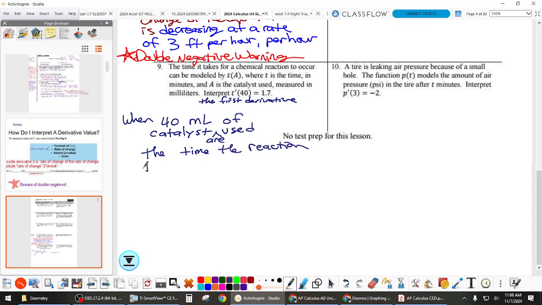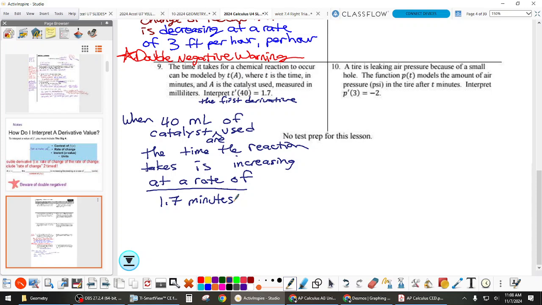The time the reaction takes is changing. It is positive, so it's increasing. There's our phrase, at a rate of 1.7 minutes, and this is the weird part, per what? Per milliliter. Which sounds super weird, right?